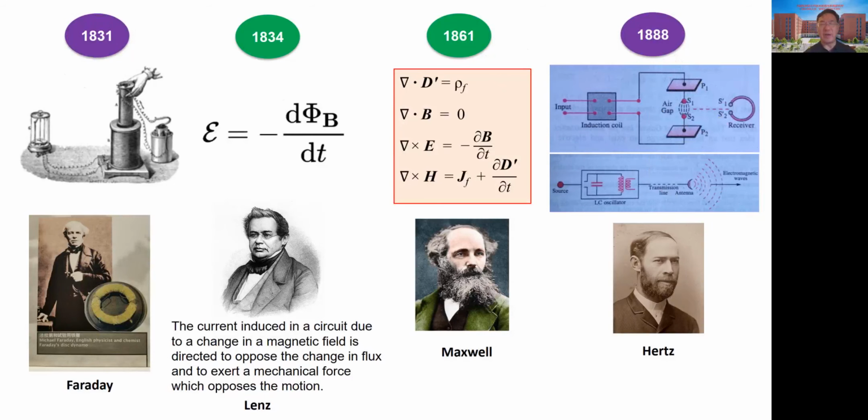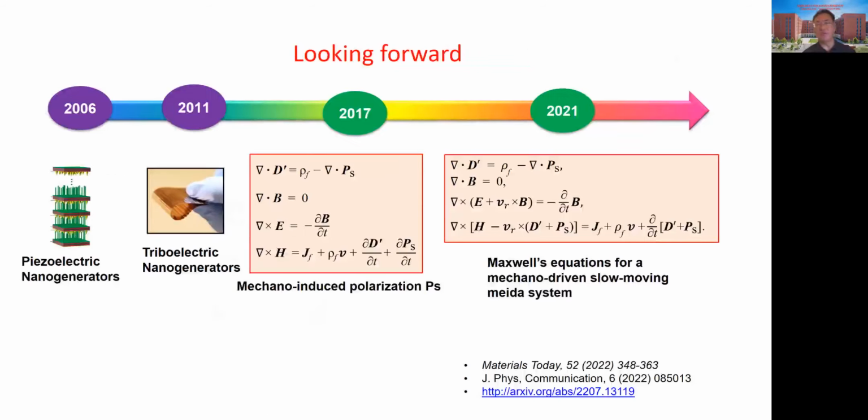So therefore, we have to be open-minded from the history of science. So we invented the piezoelectric nanogenerator in 2006, the TENG in 2011, and in 2017 we first introduced the mechano-driven polarization term in the Maxwell equation here, and this gives you output current and voltage.